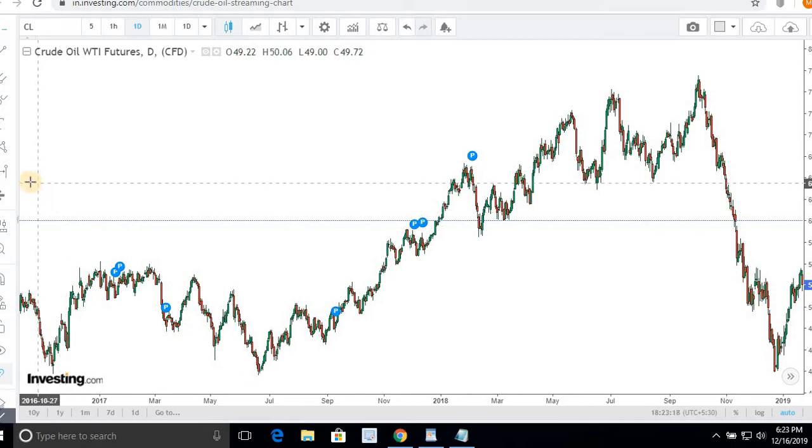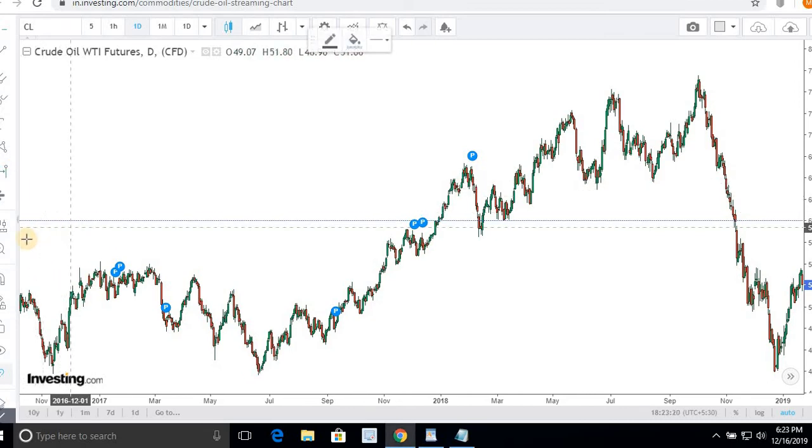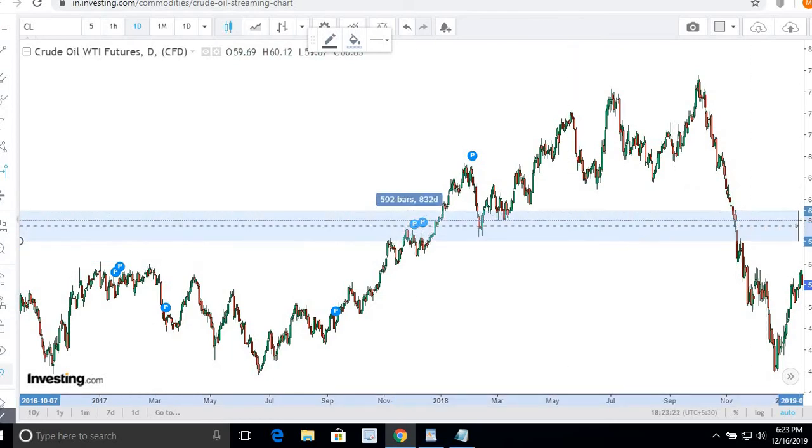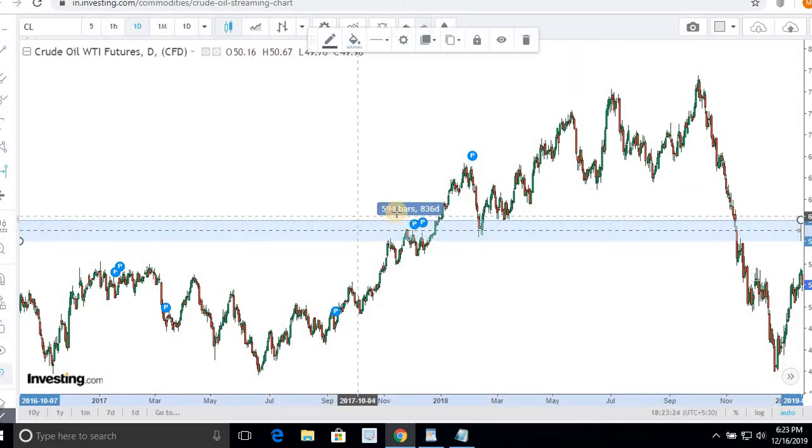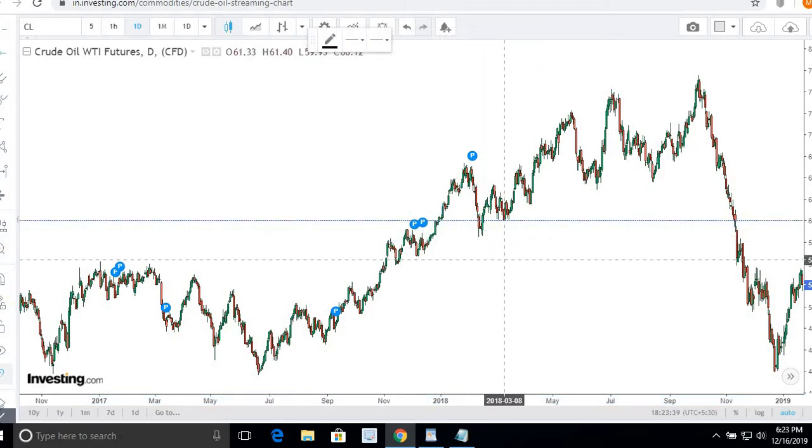We'll see how many candles are in this chart. Yes, it's almost 594 bars, almost close to 600. That is a quite considerable and decent amount of bars that can give a good result. I'm choosing the horizontal line.